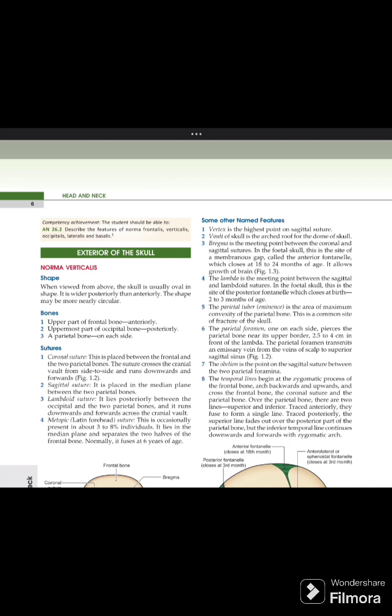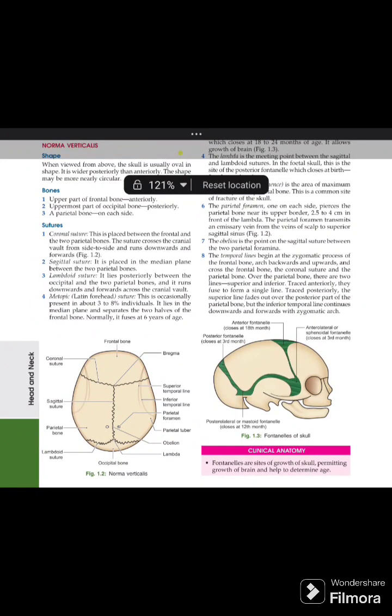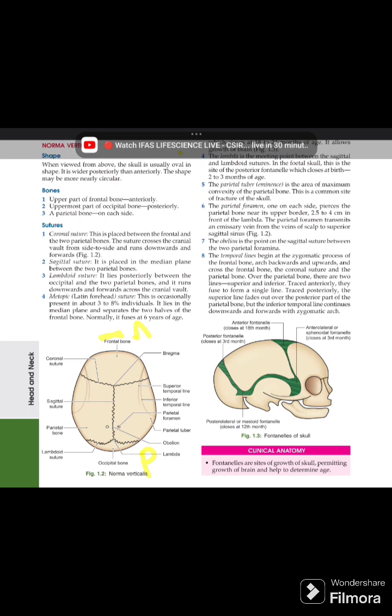Okay, so starting with the Norma verticalis, that is your top view. When viewed from above, the skull is usually oval in shape. It is wider posteriorly than anteriorly. So if we see, let's focus here. This is the skull. You can see this is your anterior part, A, and this is the posterior part, your P. From the posterior part, it is much broader than the anterior part.